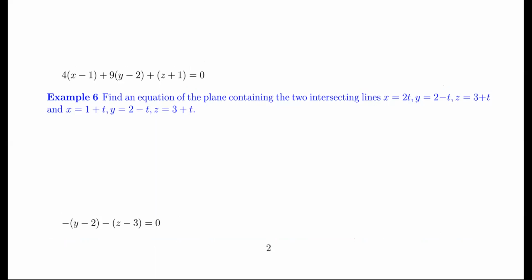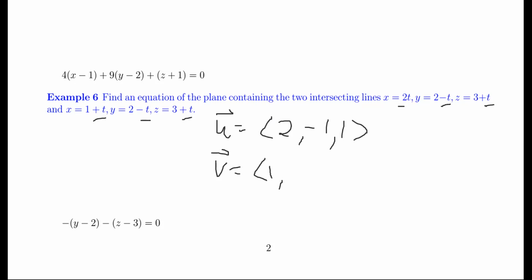Well, we can do this by finding our two vectors. So we have a vector u, which is 2, -1, 1. This is a vector in the plane because that line is in the plane. And we have the vector v, which is 1, -1, 1. Okay, so now we have two vectors that are in the plane.